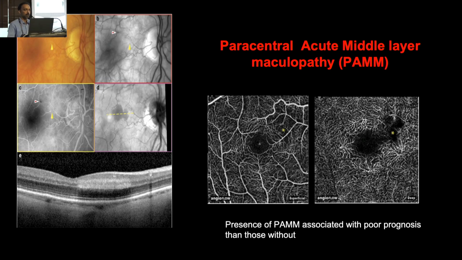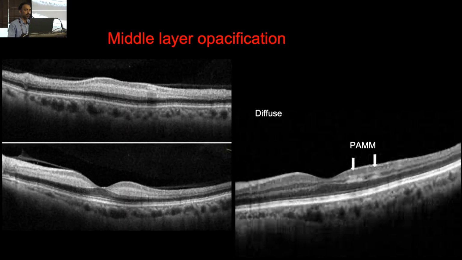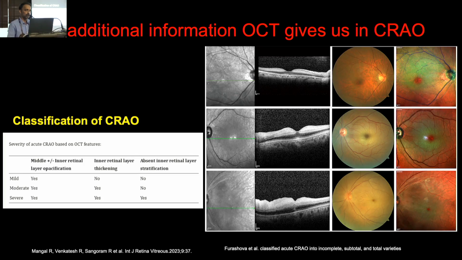Paracentral acute middle layer maculopathy is a focal area of middle layer opacification that you can see on the OCT. These, again, if present, can be a poor prognostic marker because this is often associated with deep capillary plexus ischemia. Now, one needs to differentiate whether this middle layer opacity is very focal, like in PAMM that we described before, or is it a diffuse kind of middle layer opacification? If that is so, then you need to think of an associated arterial occlusion, because this is more common in arterial occlusion.